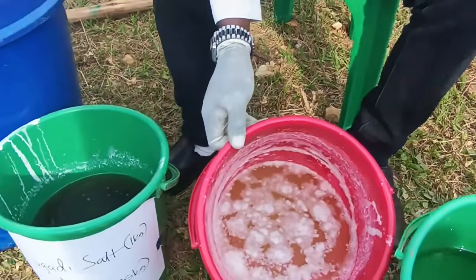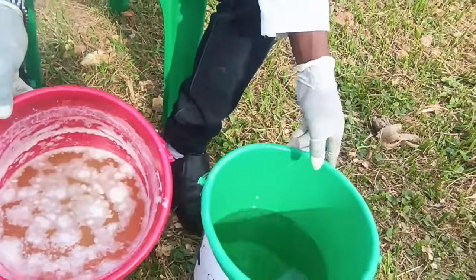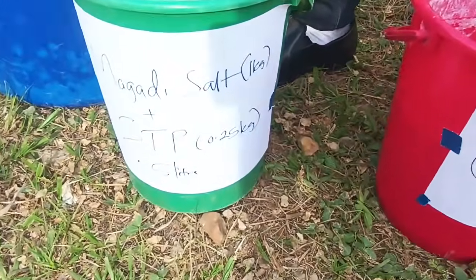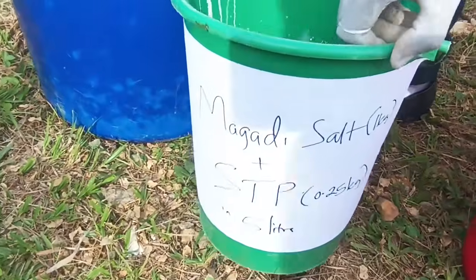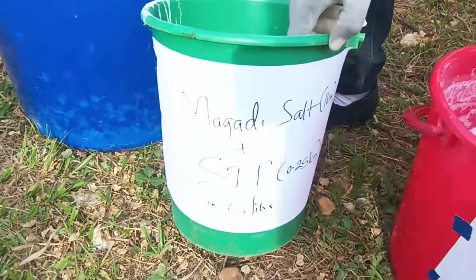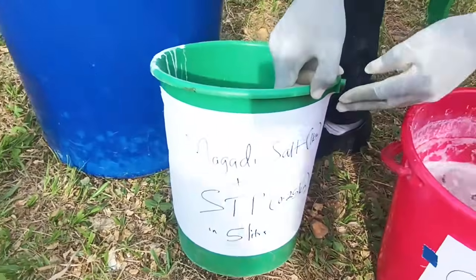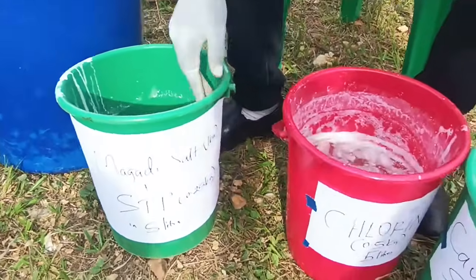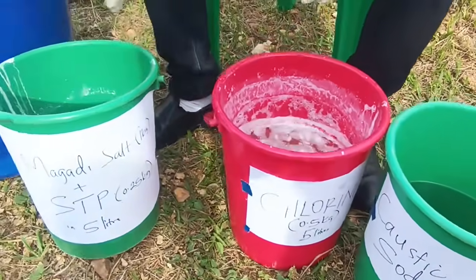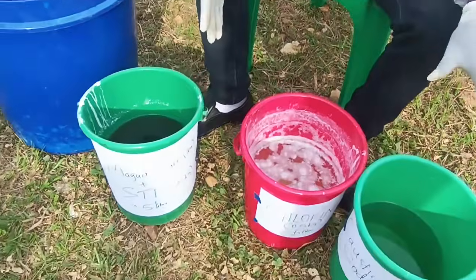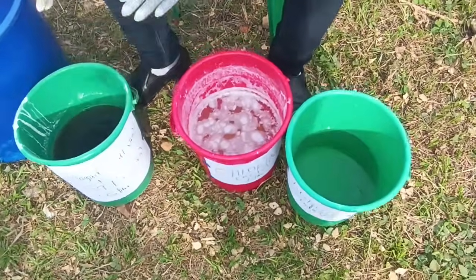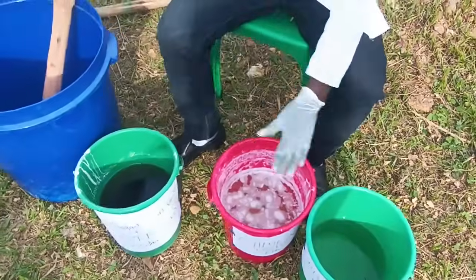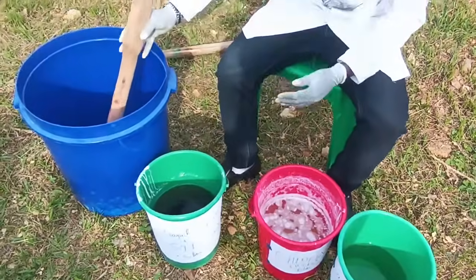And then here we have the one for caustic soda. Then we also have this solution for magadi salt, and this is magadi salt and STP. We say that STP is sodium tripolyphosphate. Those are 2 which help in stabilizing. So today we want to wind up our process by mixing all the 3 solutions in one big bucket. Which means when you're making this, you need these small buckets plus 1 big bucket.